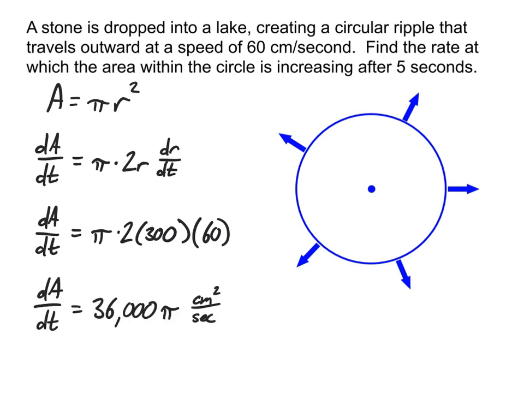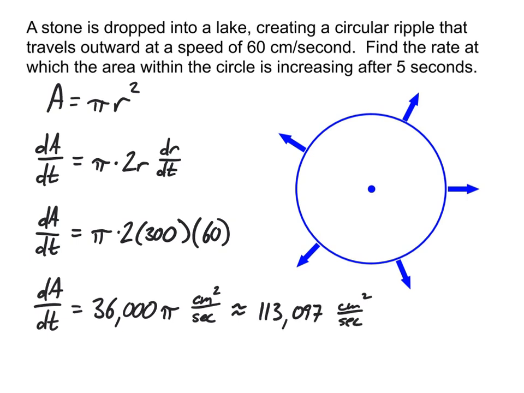And if I leave it all in terms of pi, I end up getting 36,000 pi square centimeters per second. Or if you went ahead and multiplied that out, you'd end up getting 113,097 square centimeters per second. That's rounded to the nearest whole.